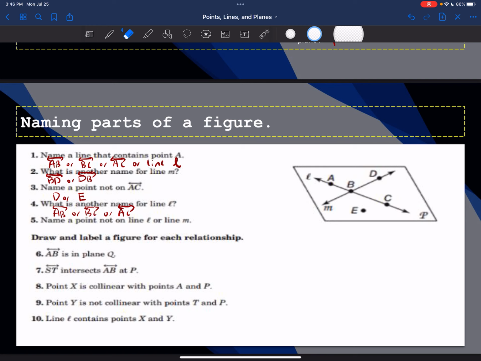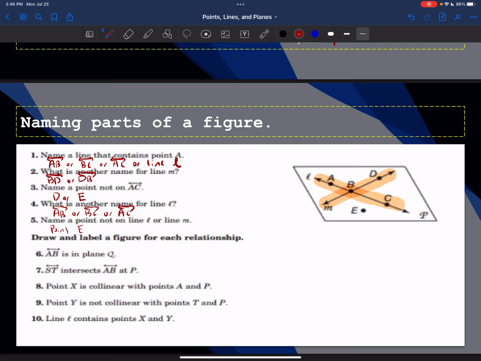Number 5, name a point not on line L or line M. Okay, so where's line L? Line L's here. And then line M is right here. Name a point not on line L or line M. Well, we can see that there's a point outside of those 2 lines, which is just, sorry, not line E, point E. So that's my answer, point E.